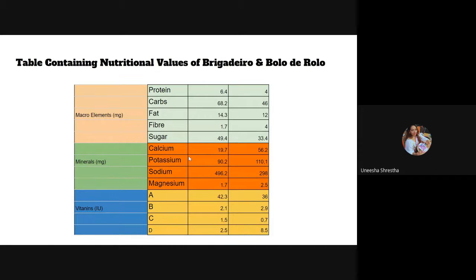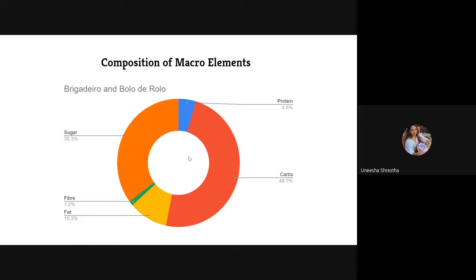You can see the nutritional values in more detail. The composition of macro elements: obviously sugar was expected because it was dessert, so the carbs were high. Carbs were 48.7% of the dessert, and sugar was 35.3%. Fiber was 1.2%, and fat and protein were 4.6%.